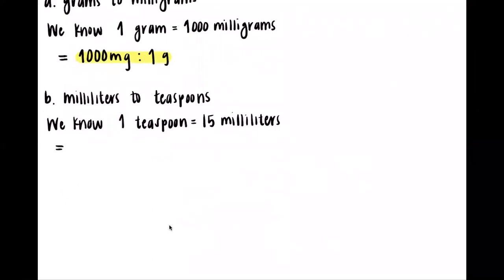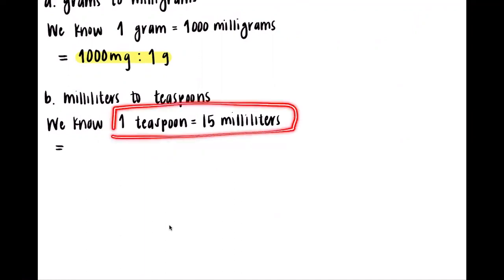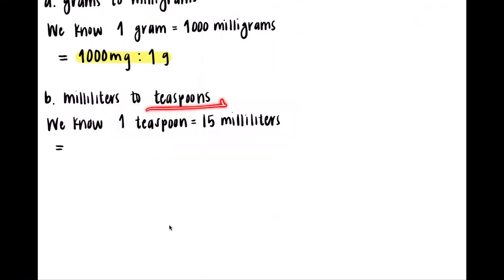Okay, same thing now with part B, milliliters to teaspoons. You want to ask yourself, what is my old unit? What is my new unit? Who's going to the left of the colon? Who's going to the right? And again, we need to make sure to know, well, what is the equivalent measure between them? So teaspoons is the unit that we want to convert to. So that means that will go on the left-hand side.